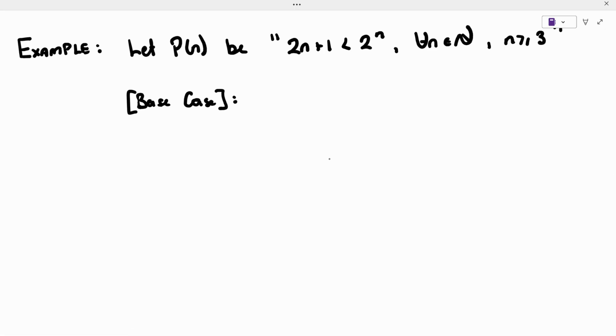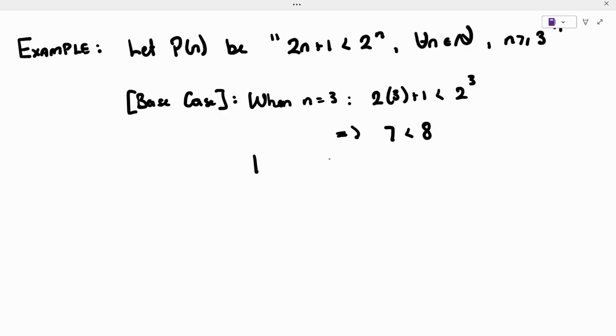So when n is equal to 3, our simplest case, our first domino, what is P(3)? Well, 2 times 3 plus 1 is less than 2 raised to the third power, which is 2 times 3 is 6, plus 1, 7, less than 8. And this is true. So, therefore, or hence, P(3) is true. Nice. So we pushed our first domino, right?